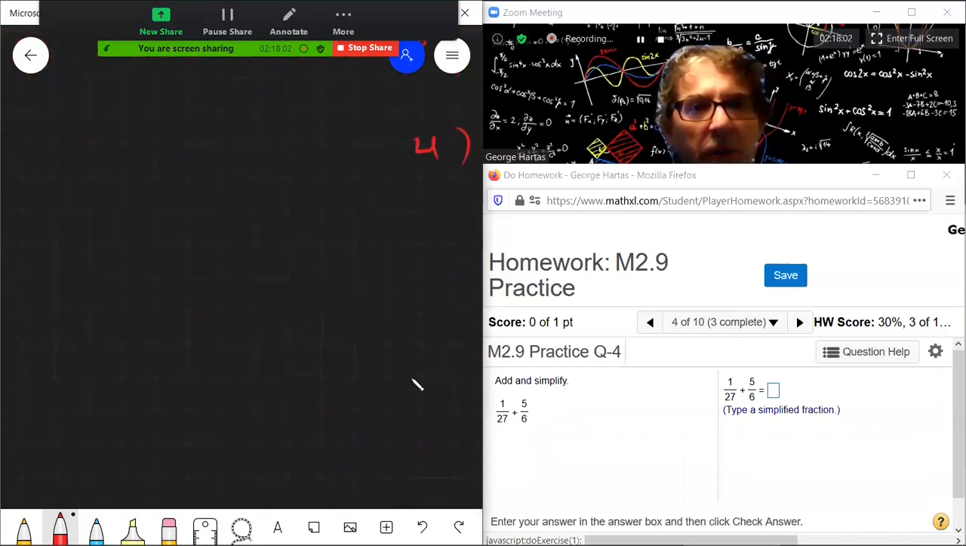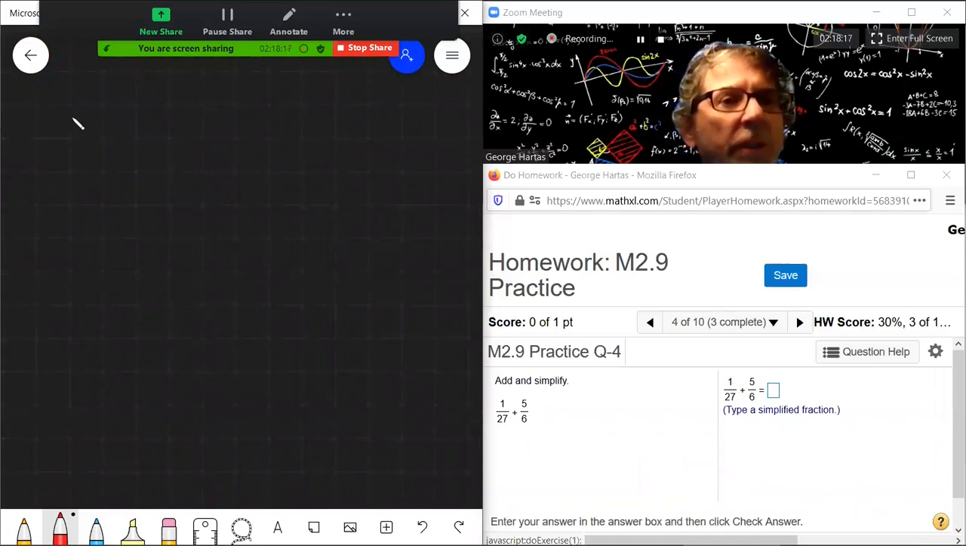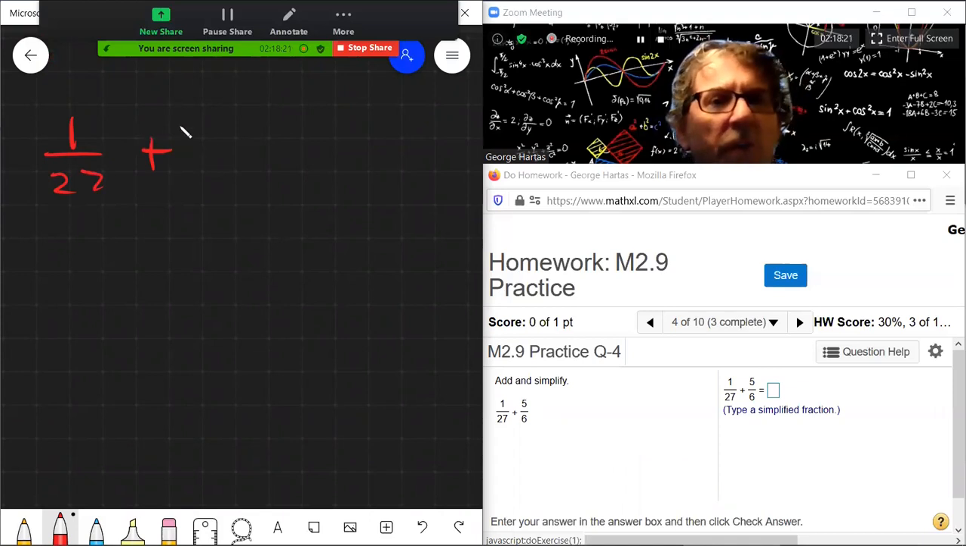Okay, now look at this one here as I'm writing it down. What do you think? The one list of multiples or the factor tree? One over 27 plus 5/6.